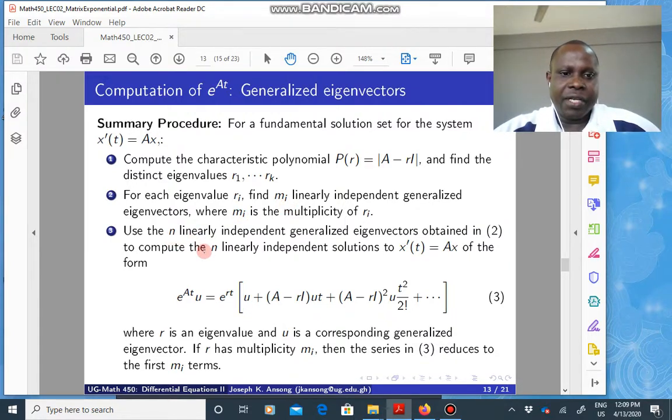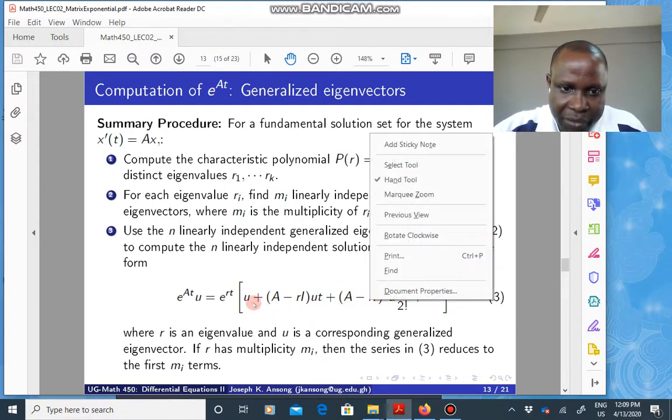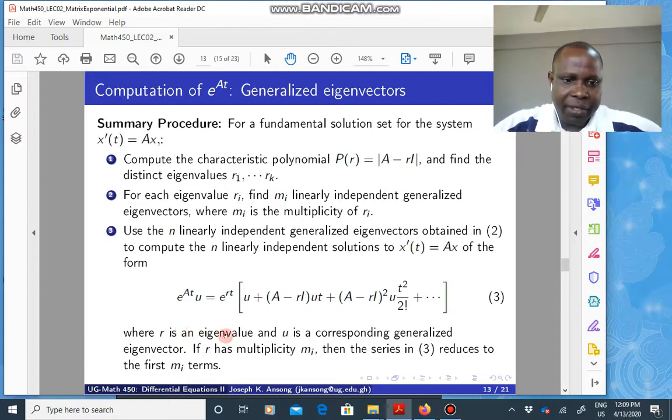Then you use the generalized eigenvectors that you have obtained to get solutions. Solutions will be of this form. This is taken from the previous equations that we looked at. If after finding my polynomial, (A minus r_i I) squared is 0, then all of this goes to 0, and my solution will just be of this form. Here r_i is an eigenvalue, u is the eigenvector, and the m_i are the multiplicities. So this is a general procedure for finding generalized eigenvectors.